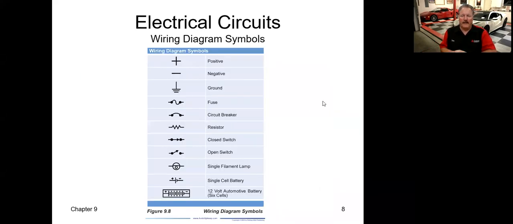Wiring diagrams. You want to familiarize yourself with some of these symbols if you're going to be checking out wiring diagrams. You can go online and get references to what these symbols mean, like this is a ground, that's negative, that's positive. There's a resistor. That would be an open switch, for example, and that is for a battery.